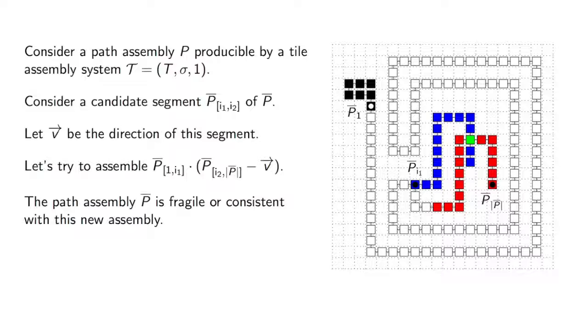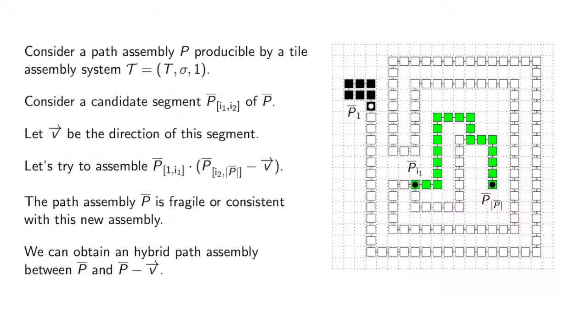Now, consider both the original segment of the path assembly P in red and its translated segment in blue. Remark that these two segments intersect. This intersection is in green. Since the tile assembly system is deterministic, these two path assemblies are consistent. Later, we may not be able to translate the red segment by -V, but we will always be able to translate a part of it in order to create the green intersection.